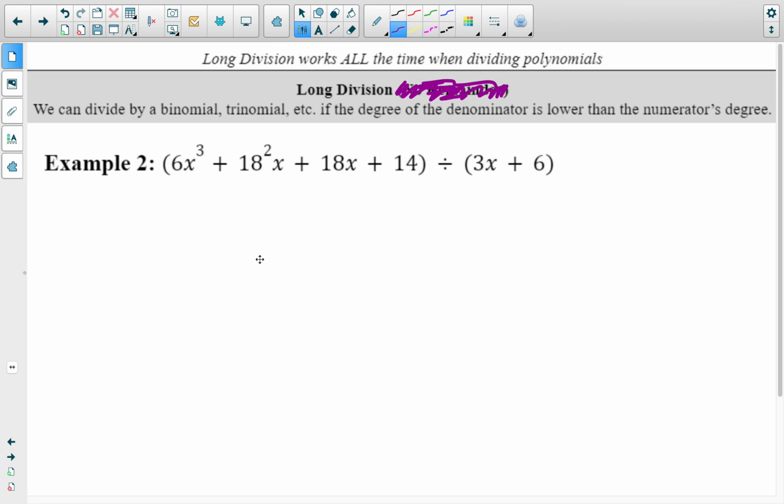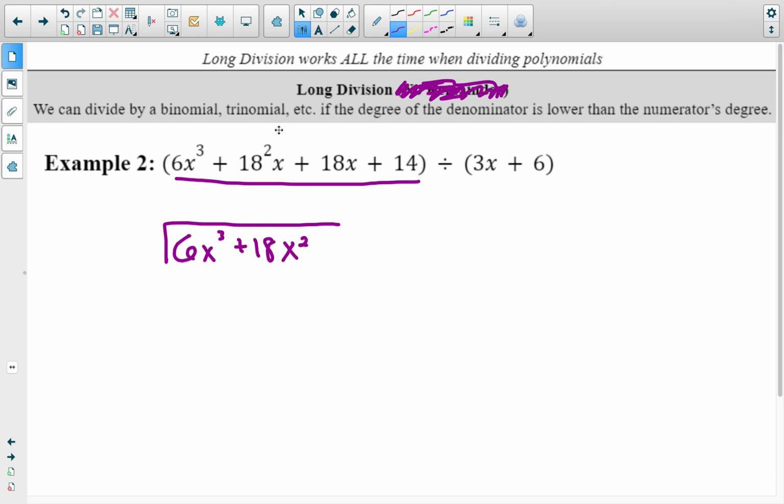Okay, so with long division here, we want to draw our division bar. We're going to put the first expression inside: 6x cubed plus 18x squared. That's another typo, guys. Sorry, that should say 18x squared plus 18x plus 14. And then we're going to write our second expression, whatever we're dividing by, outside: 3x plus 6.